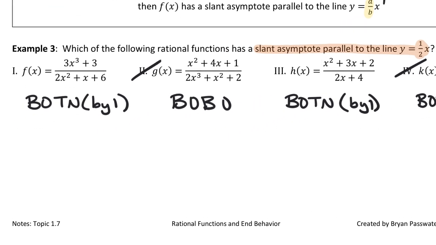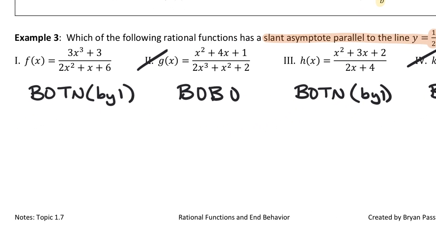Now we need to figure out what it would be parallel to. What we do here is we look at the ratio of the coefficients. What is that ratio right there? 3 over 2. So this one would have a slant asymptote parallel to the line y equal to 3 over 2 x. That's not necessarily its actual slant asymptote, but it's parallel to it. Is that what we wanted for this question? No, so we're going to get rid of that one because that part's wrong.